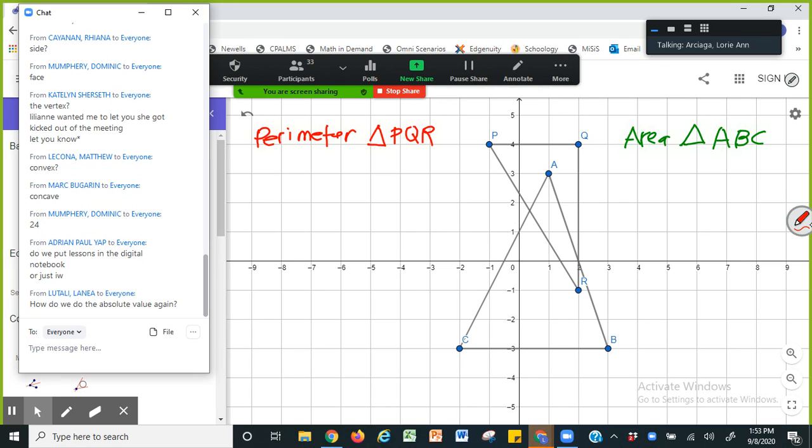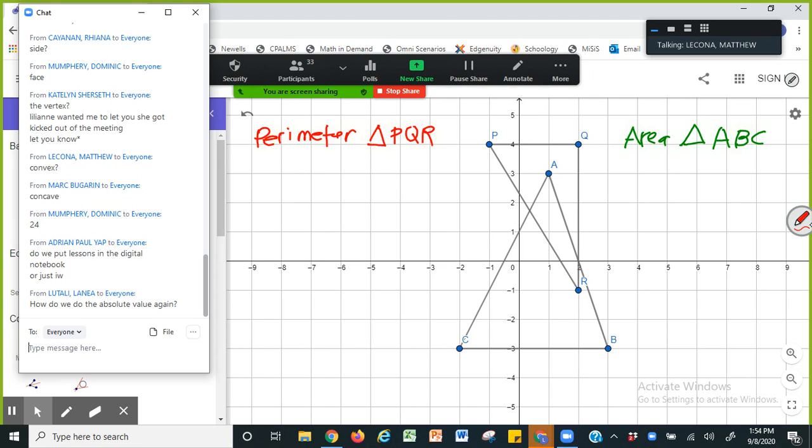Anybody ready to help me find the perimeter of triangle PQR? Who has the base of triangle PQR? How long is PQ? I think I have it. Sure, let's go. How long is PQ, Matthew? Wait, hold on. I need to find the picture. Yep. It's 6, right? So you're saying QR or PQ?